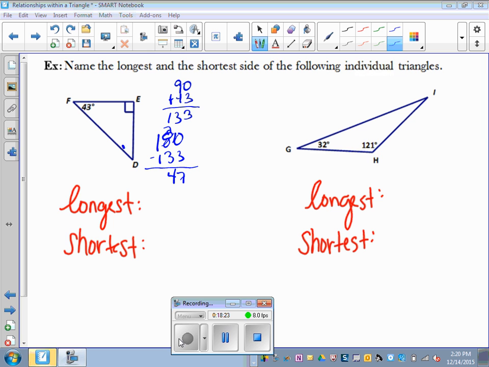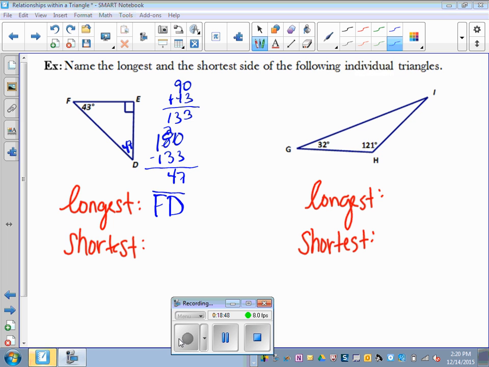We get our remaining angle is 47 degrees. So angle D is 47 degrees. Okay, so which side is my longest side then? Good, side FD. That is opposite of my 90 degree angle, which is the largest angle. Notice we're talking about the side, the figure, so make sure you have the segment over top. We're not talking about the measures.